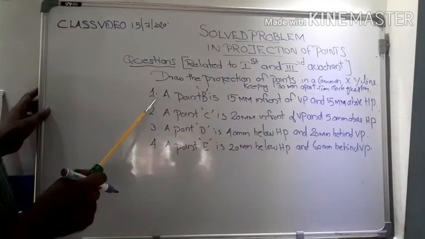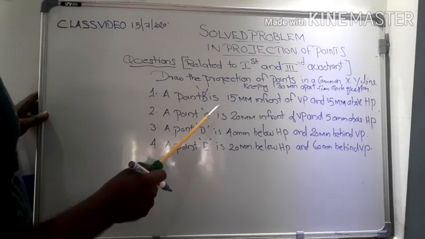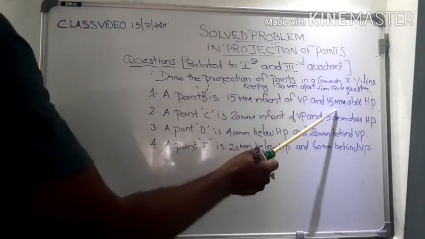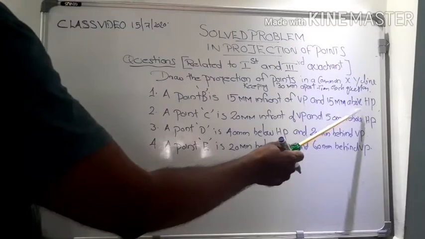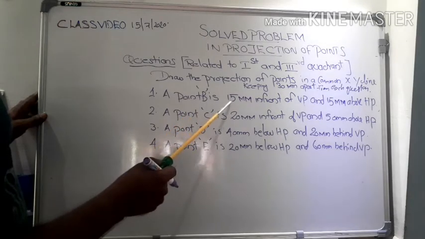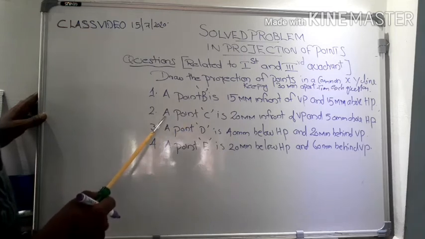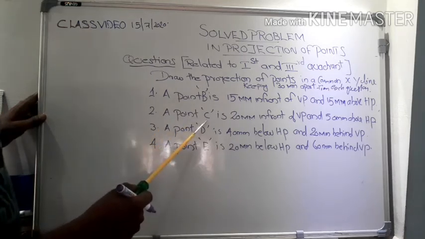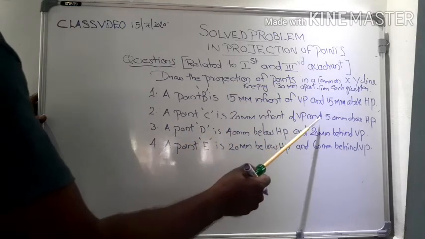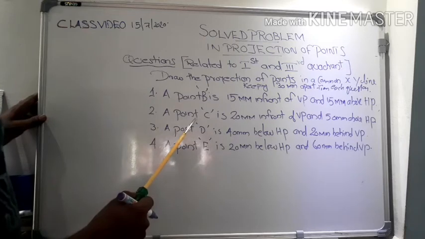First question is a point B. What is our point? Point B is 15 millimeter in front of VP and 15 mm above HP. From that we can understand the point B is situated in first quadrant. Next, second question, a point C. C is 20 mm in front of VP and 50 mm above HP. That question is also situated in first quadrant.